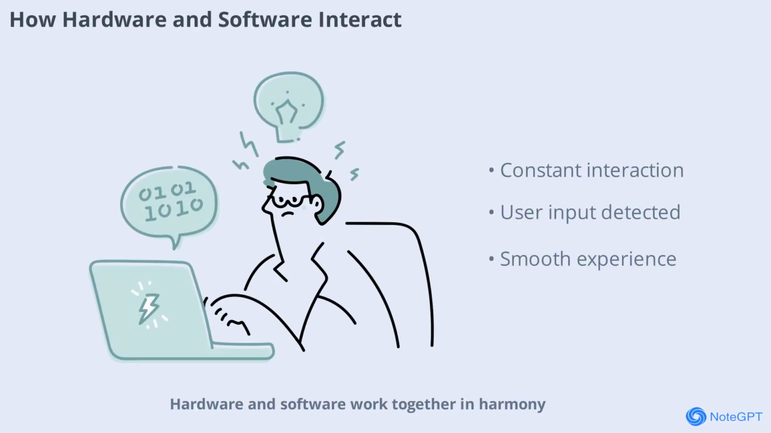Hardware and software work together in harmony. When you press a key on your keyboard, the operating system software detects the input and responds accordingly. This seamless interaction happens constantly, allowing you to use your device efficiently. The better the hardware and software are designed to work together, the smoother your experience will be.